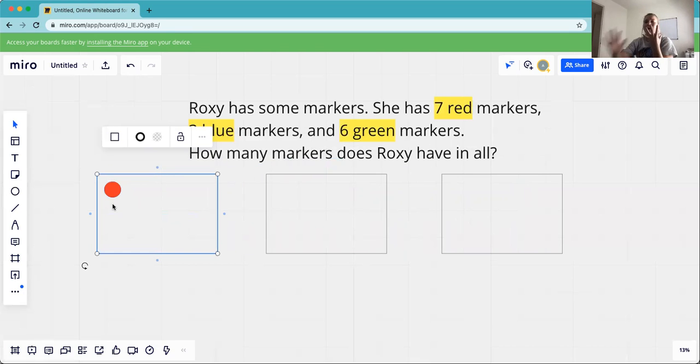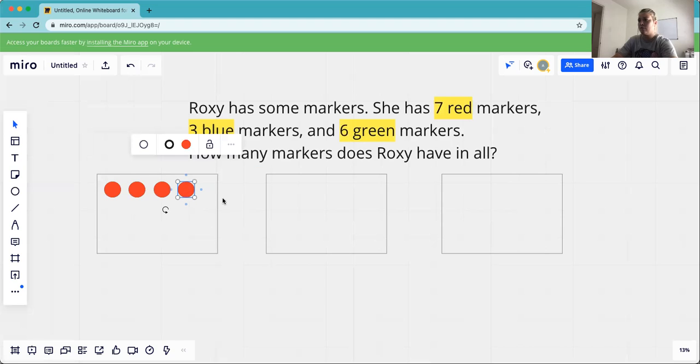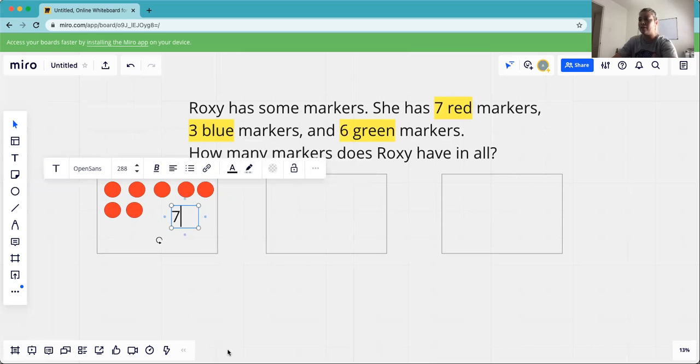And that's the power of when we're doing it ourselves, we can do certain things to help us, to benefit what we're doing. So I'm going to go ahead and make 7 of these, 2, 3, 4, 5, 6, 7. And I'm going to write the number in there that I have 7 there, just so I know. All right, 5, 6, 7, perfect.